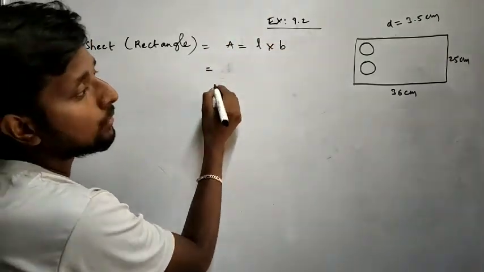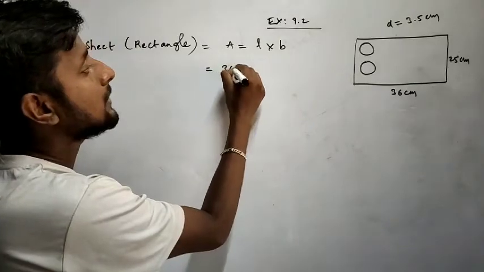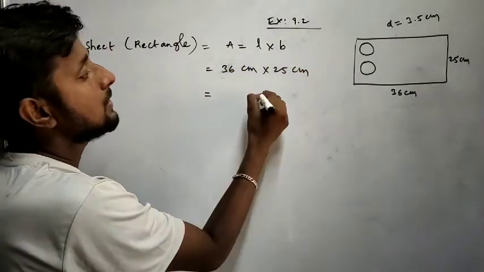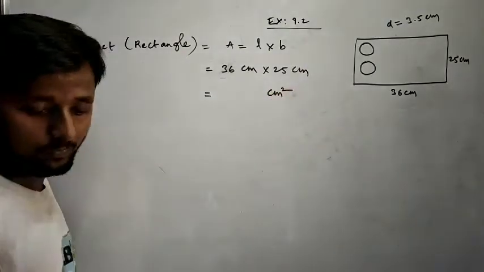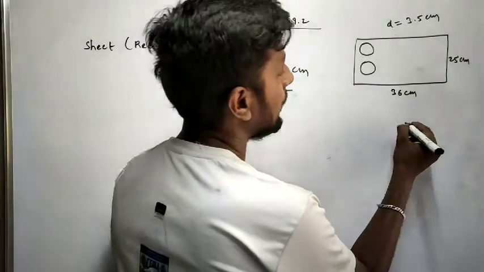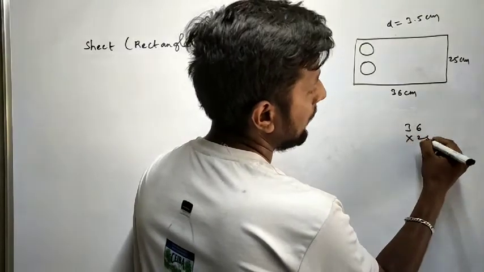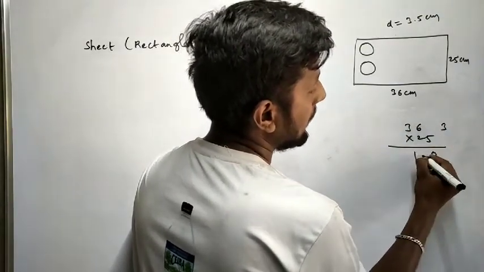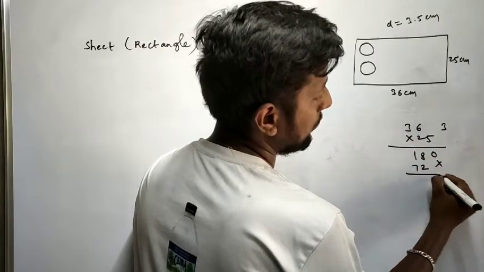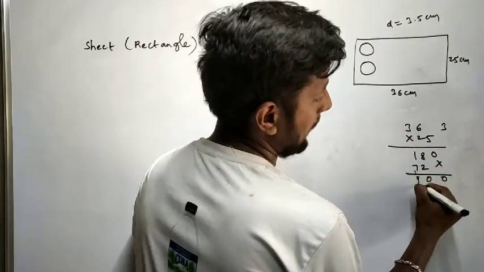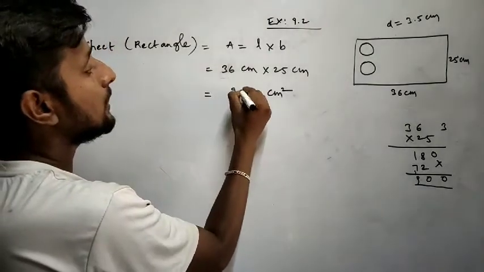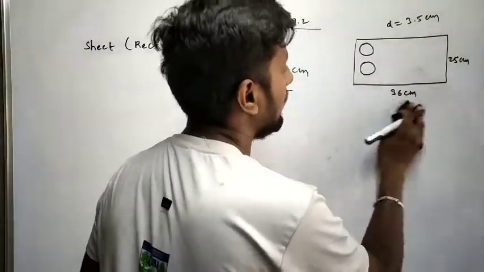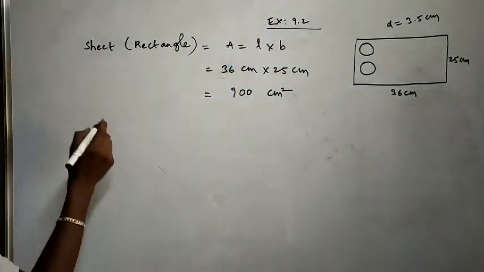So area is equal to, we'll write 36 centimeters into 25 centimeters. Simple, centimeter square, and calculate 36 into 25. 5 sixes are 30, 3 carry, 3 fives are 15 plus 3 is 18, and it's a 72. 900. Okay. So the sheet area we got is 900 centimeters square. 900 centimeters square.